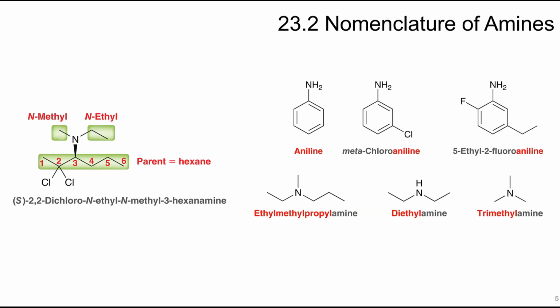We have aniline, meta-chloroaniline, 5-ethyl-2-fluoroaniline, and then your common ones here. These are just listed as the different groups on the nitrogen. So you have ethyl, methyl, propyl. It's just listed in alphabetical order as ethyl methyl propylamine. We have diethylamine and then trimethylamine.